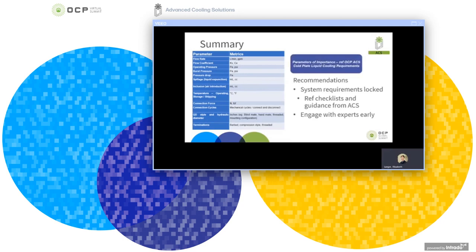We have guidance from the Advanced Cooling Systems group, specifically the cold plate workstream, in the form of a white paper, which we're referencing a table here that can serve as a checklist. And then we want to make sure that we're engaging with experts early, and that could be experts within quick disconnects or manifolds or tubing. It's always good to ask questions early on.